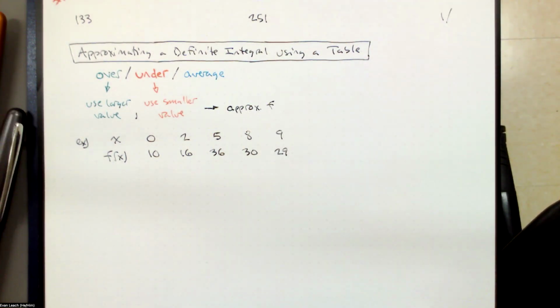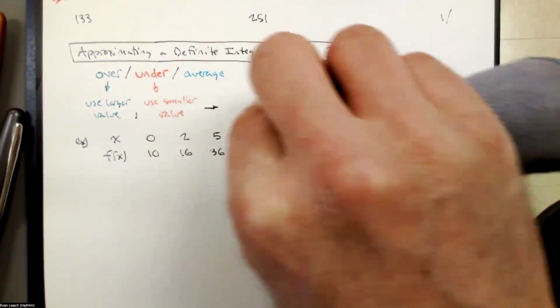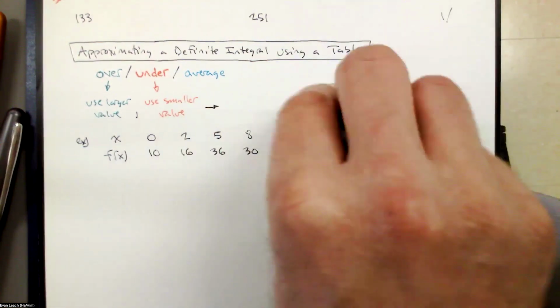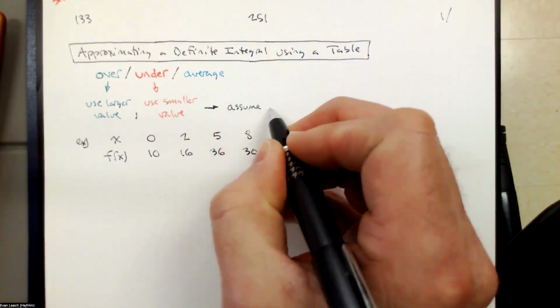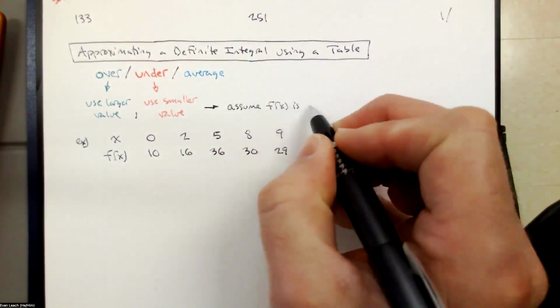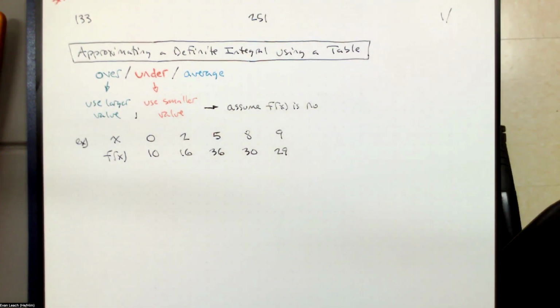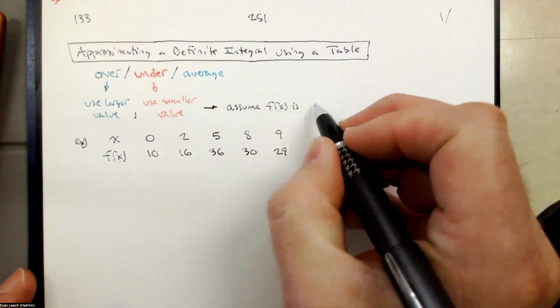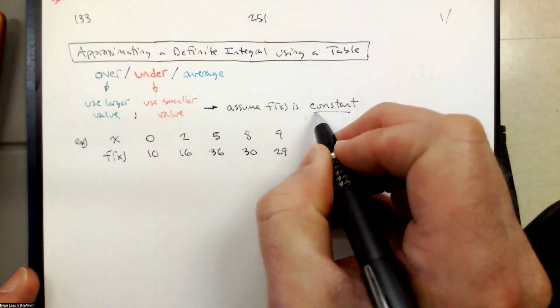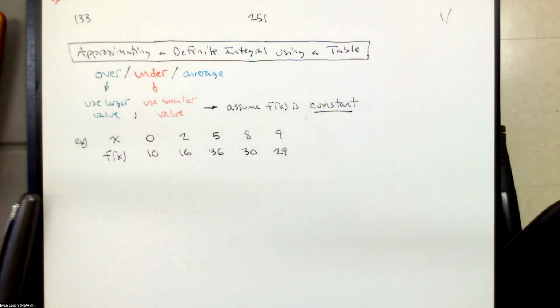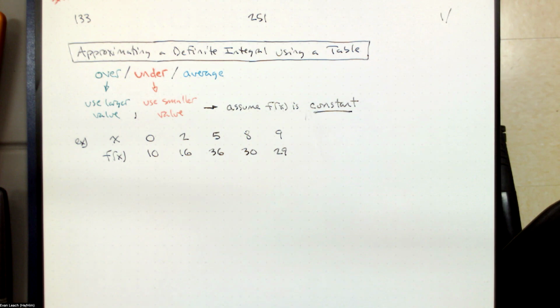We're thinking that f of x is constant. This is just a very large version of what we're doing when we're calculating definite integrals with area anyway. We assume that the function is constant.